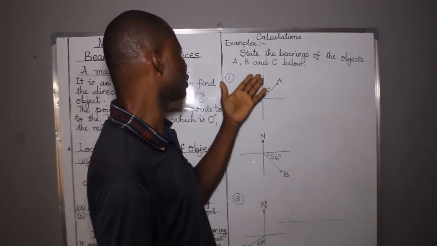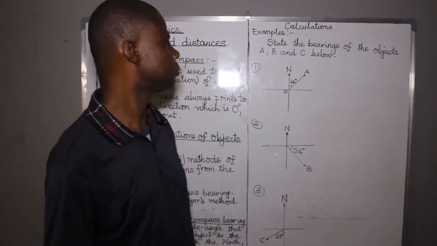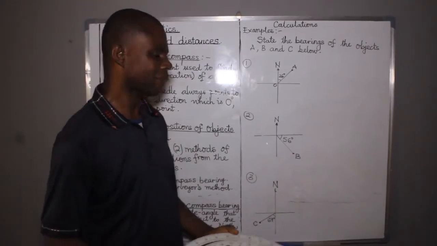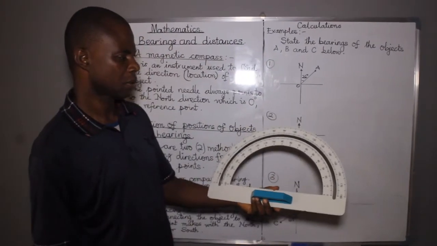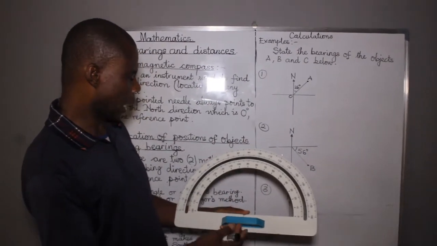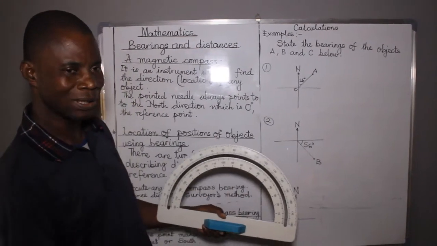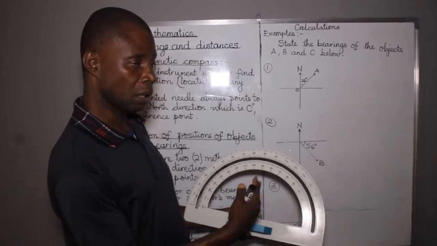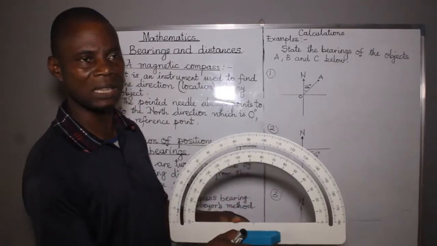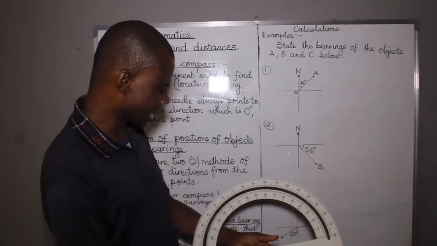Examples under our calculation: state the bearings of the objects A, B, and C below. Now, to read this, I have with me here a compass. Under the practical aspect, we have a compass. And this compass could be used to measure when it comes to the accurate reading of the angles. In our books, we have the small exercise book mathematical set which could be used. But this one is majorly meant for the board. I just want you to take a look at this and see what precisely is on it.